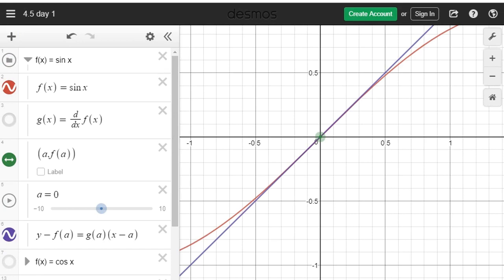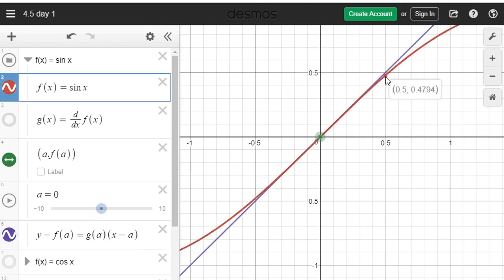Now, why might we want to use a linearization? Well, let's say we wanted to find the value of sine of 0.5, and you don't have a calculator. Sine of 0.5 is not very easy to do without a calculator. 0.5 is not a value in terms of pi or anything like that. So if we're looking at this, your linearization is going to be sine of 0.5 is approximately 0.5.